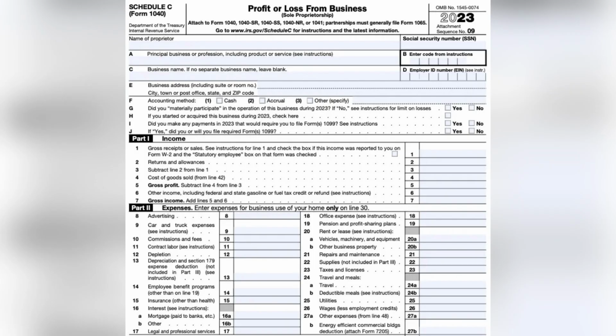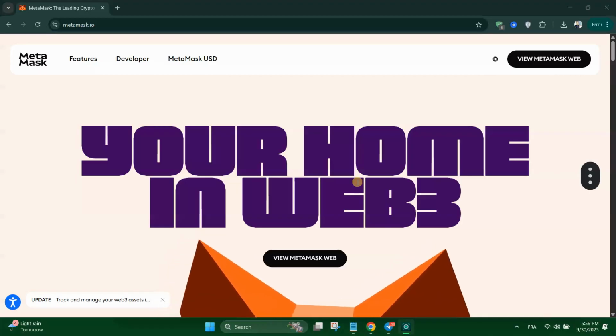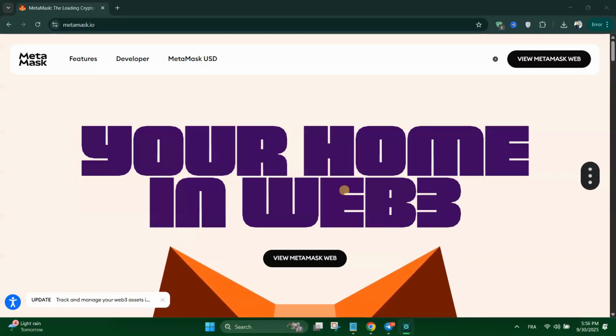That's it! 5 simple steps to file your crypto taxes for 2025. It might sound complicated at first, but with the right records and tools, it's actually very manageable.